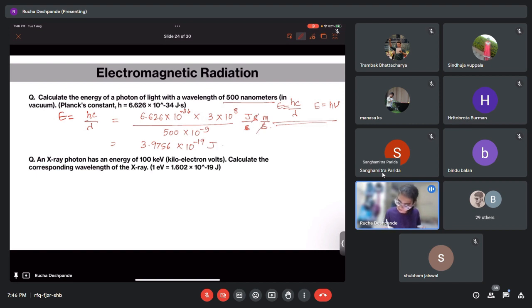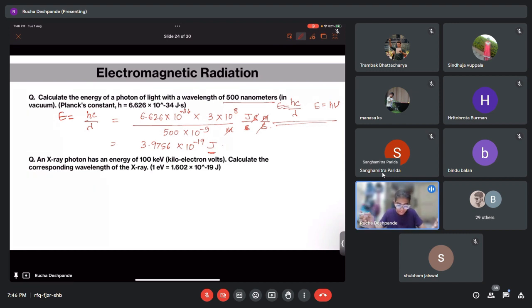So second gets cancelled, and here this was in meters, so meter is cancelled. So the unit is joule. Every time you are reporting any values, you should write it with the unit. That's a good practice. So everyone got this answer, right? Yes, ma'am. Okay.